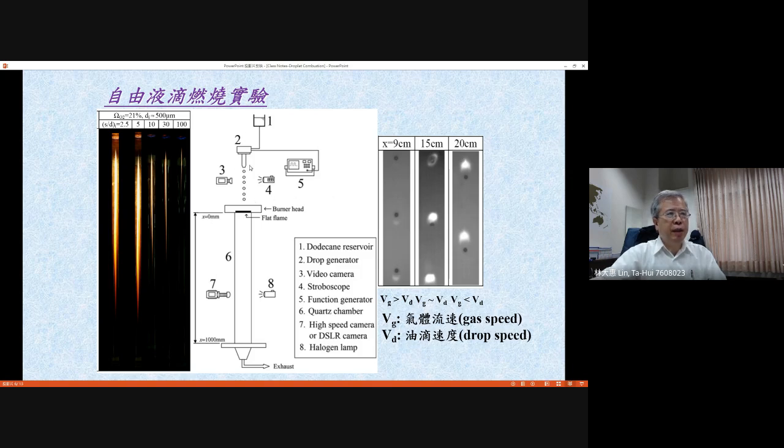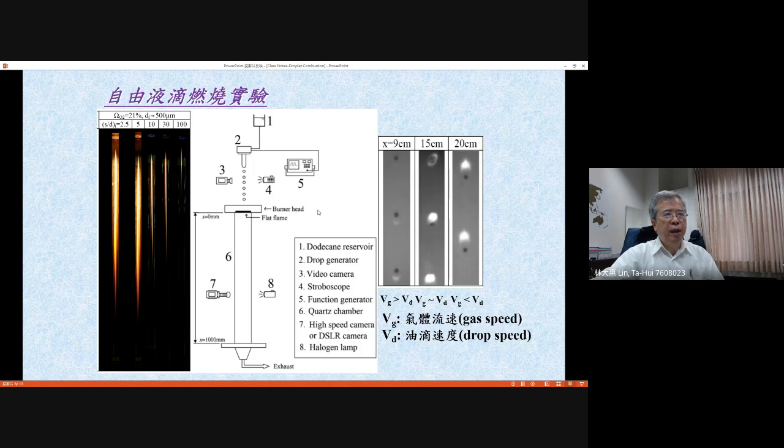Simply, here number two represents the droplet generator. We generate a string of droplets, and those droplets pass through a combustion chamber. B is a quartz combustion chamber, and when they pass into the combustion chamber, they first pass through a flat flame. Okay, and here this is the burner.